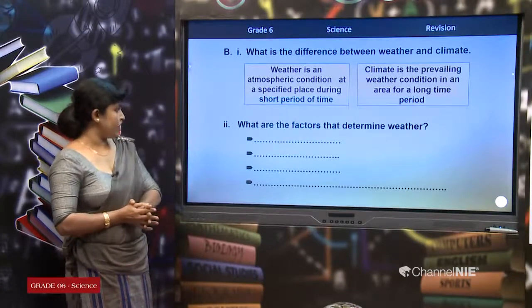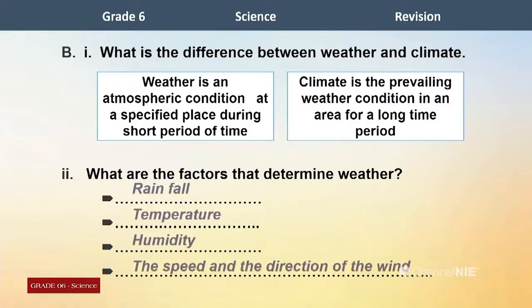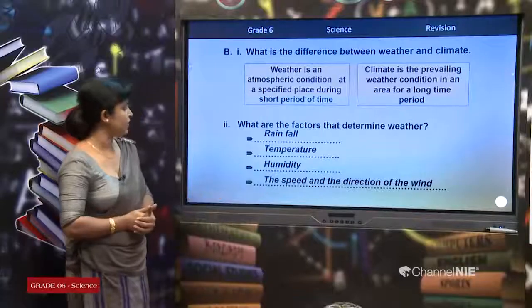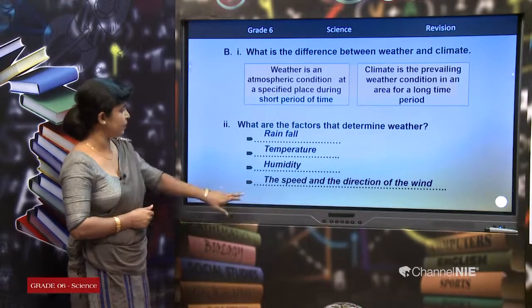Look at the second question. What are the factors that determine weather? When we are talking about weather, we are talking about different factors. We will see the factors. Rainfall, temperature, humidity, and the speed and the direction of the wind. Those are the factors that are considered when we talk about weather.